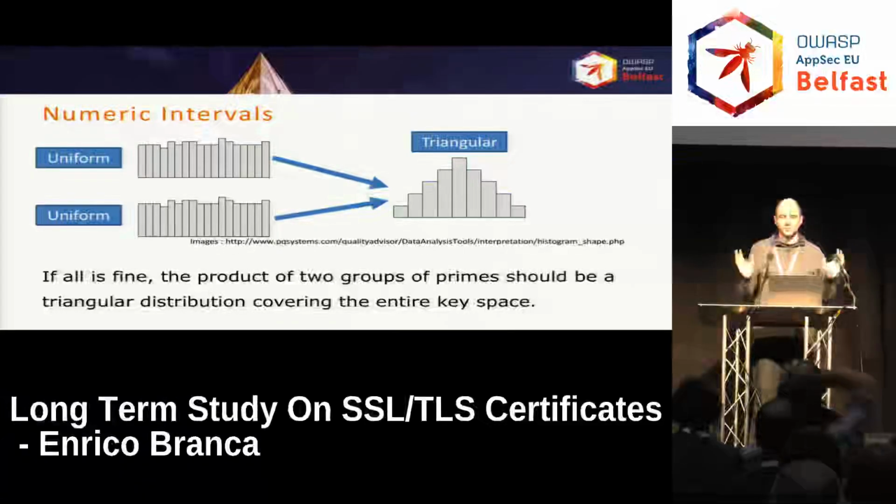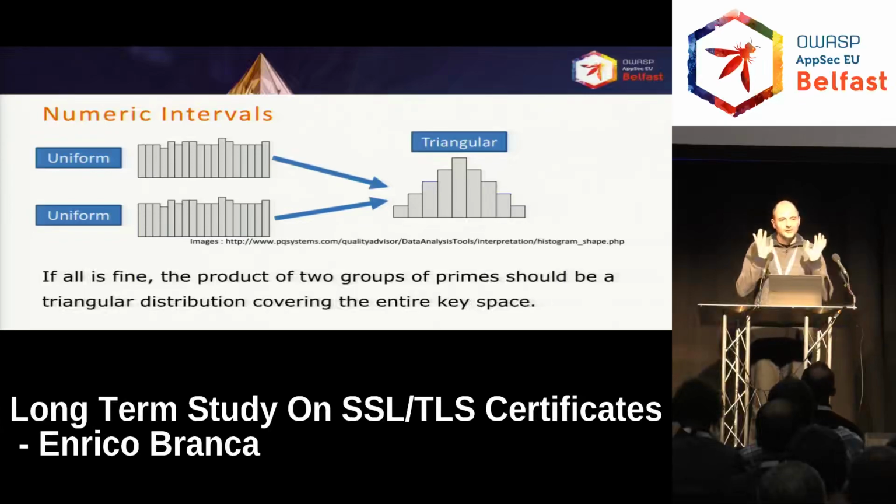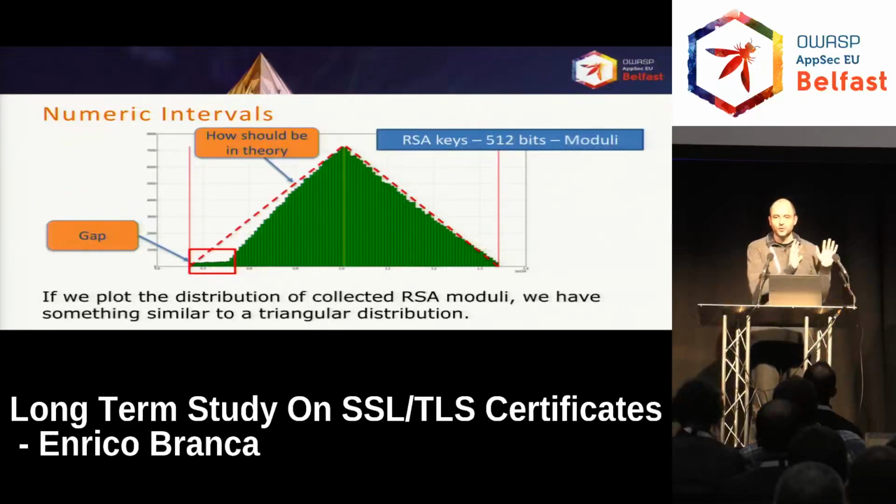So we start with very little math. If we have 2 random distributions of numbers, I didn't say prime, I said numbers, we should have at the end something like a triangular distribution. But if we take, for example, very small keys from the collected dataset online, we have sort of, kind of, more or less a triangular distribution. But it's not really triangular. So I just give you an idea.